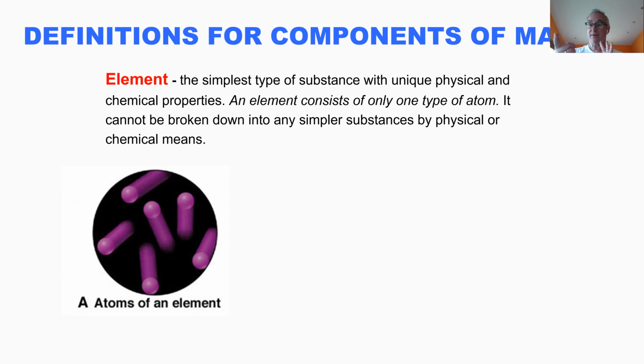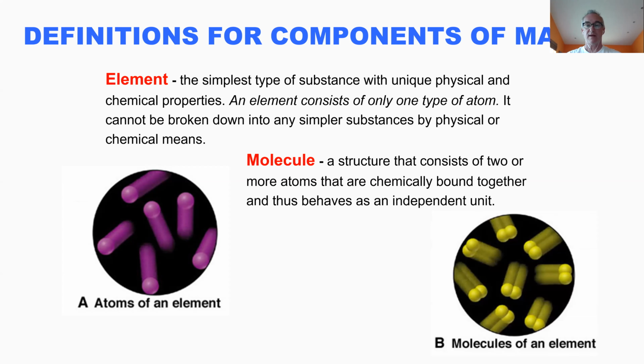Chemical just means, remember, electrons. Chemistry just means transferring electrons back and forth. None of those will be able to break down an atom into something else. Now, a molecule has more than one atom bound together, but behaves as an independent unit.